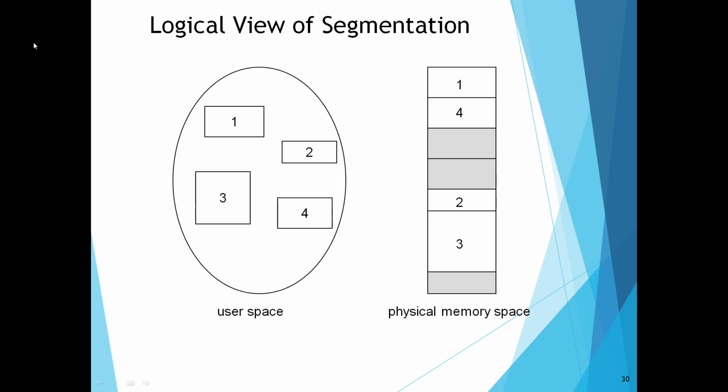This is logical memory, and this is physical memory. In this example we have 4 segments, namely 1, 2, 3, 4, and they are stored in physical memory in a non-contiguous order. Segment number 1 is stored initially, followed by segment number 4, then we have some free space, followed by segment number 2, and then segment number 3.